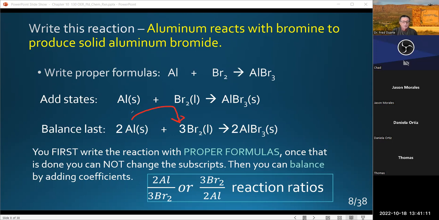The best way to look at it is this way. I have this ratio here, and then the ratio between the Br2 and the product, and then the other ratio between the aluminum and the product. 2 to 2, 3 to 2, and so on. Each one has 2 ratios, so a total of 6 ratios that we have access to.